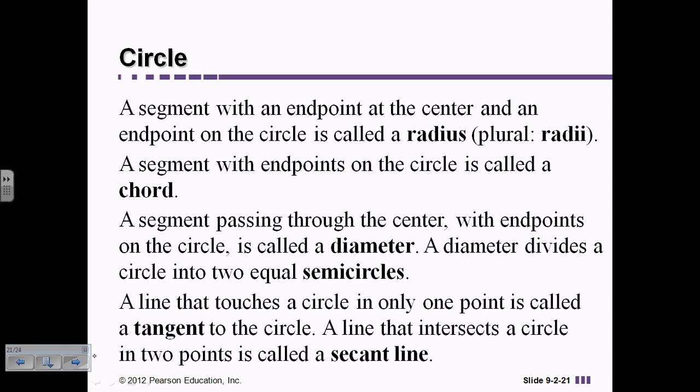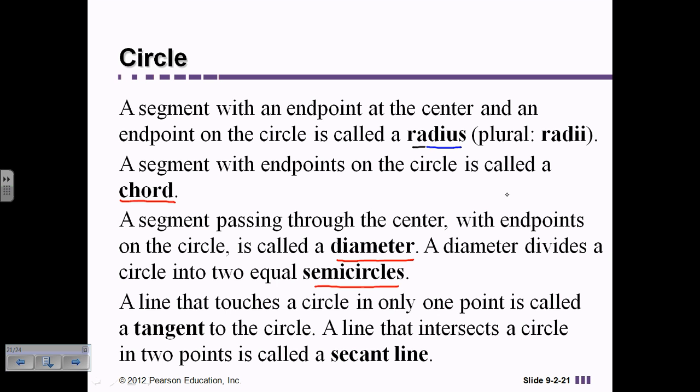In a circle, we have some different pieces. Our first piece is called a radius, or radii, and the radius is a segment that connects the center of the circle to any point on the circle. A chord is a segment that connects the endpoints on the circle. If you have any two points on the circle, a chord connects those two points together. Now, if you connect through the center of the circle, you would have a chord that is called a diameter. The diameter cuts the circle into semicircles.